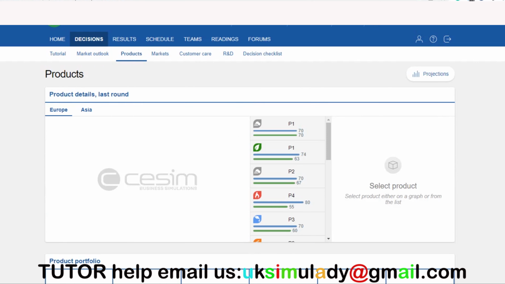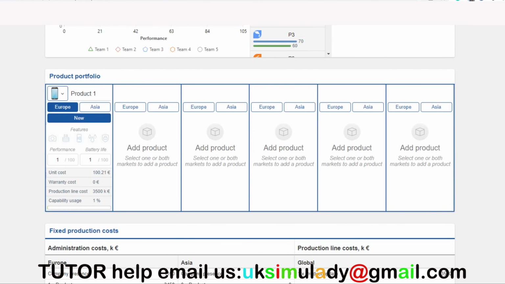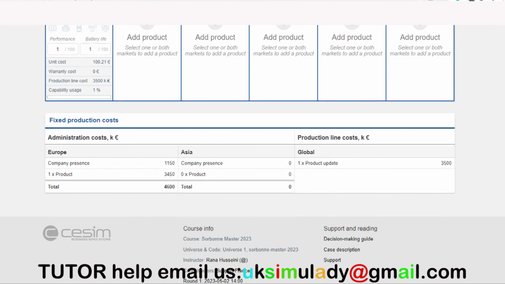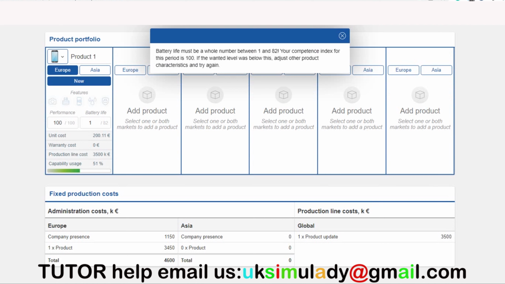Currently, the company has no product. Therefore, you have to create one. Creating a new product involves assigning it battery life and performance. By default, we would all want to give it the best features available to outdo competitors. However, there is a limit on performance and battery life that you can assign to your product. For example, for our product 1, if we assign it performance of 100, we can only assign battery life 82. As you can see, we have tried to assign 100 for both, but the system has denied us that opportunity.